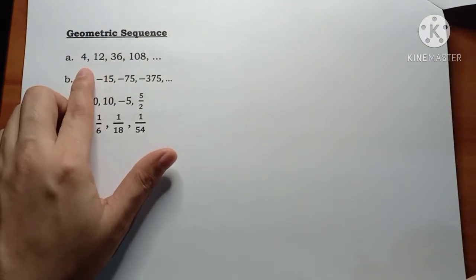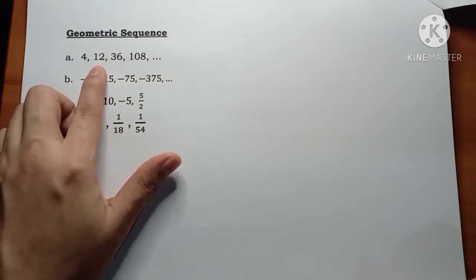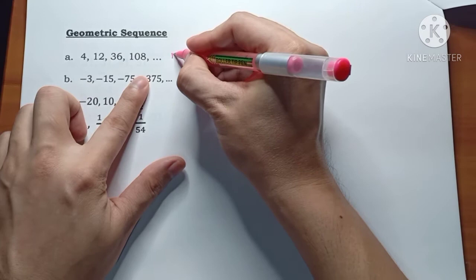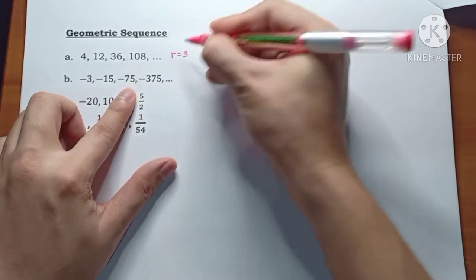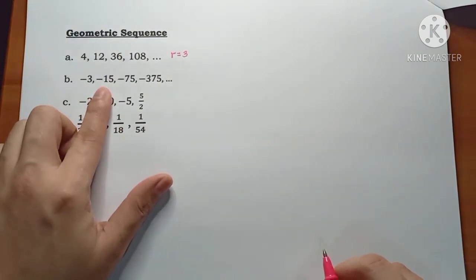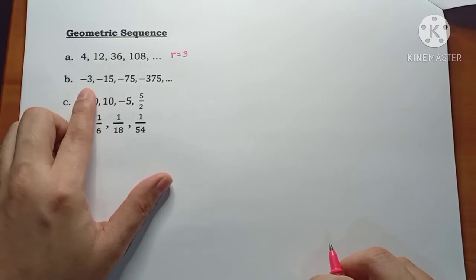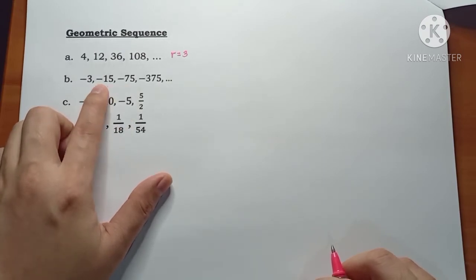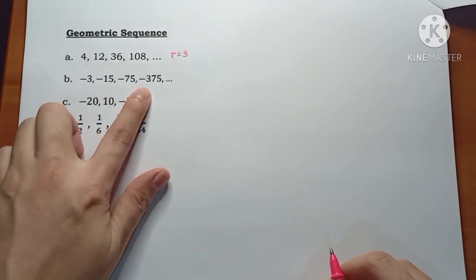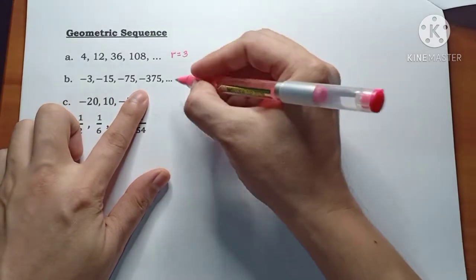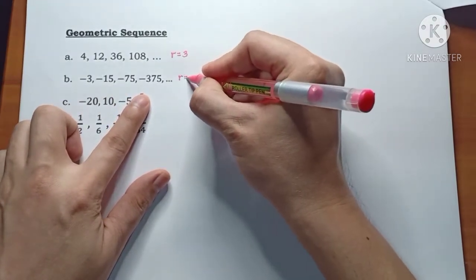So, 12 divided by 4 is 3, 36 divided by 12 is 3. 108 divided by 36 is 3. So therefore, ang ating common ratio is equal to 3. Yan. Kaya siya naging geometric. How about this one? So negative 15 divided by negative 3 is positive 5. And then negative 75 divided by negative 15 is positive 5. So negative 375 divided by negative 75 is also positive 5. So ang ating common ratio dito ay positive 5.